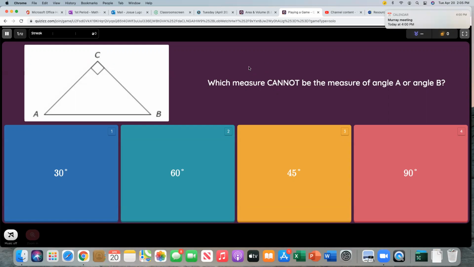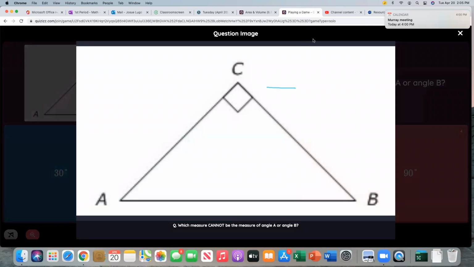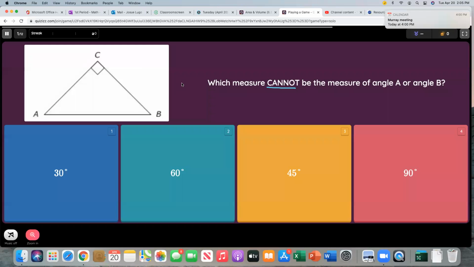Okay, this very first question reads, which one cannot be the measure of angle A or B? So obviously we want to look at this picture over here. By the way, by clicking on it, it should get a lot bigger. So I'm just going to click on it again. So which cannot be the measure of angle A or B?